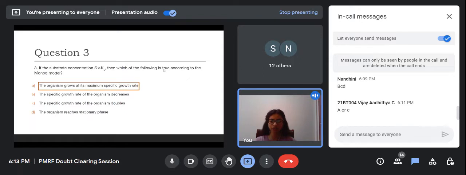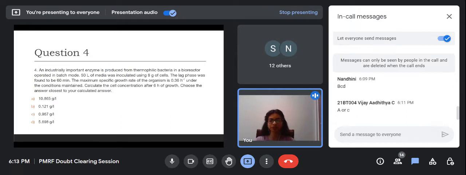So the organism grows at its maximum specific growth rate, right? So that is the answer in this case. All right, I'm moving on. In case anyone has a doubt, please do write it in the chat.